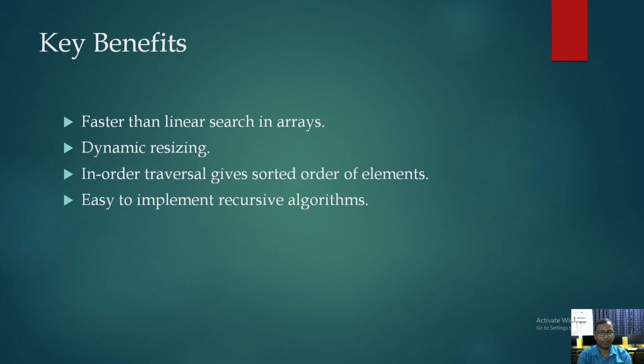The third point is in-order traversal gives sorted order of elements. When we create a binary search tree for some given data elements, the smaller elements will be in the left subtree, and the larger elements will be in the right subtree. So if we perform the in-order traversal, that is first the left subtree, then root, then the right subtree, we will get a list of sorted elements.